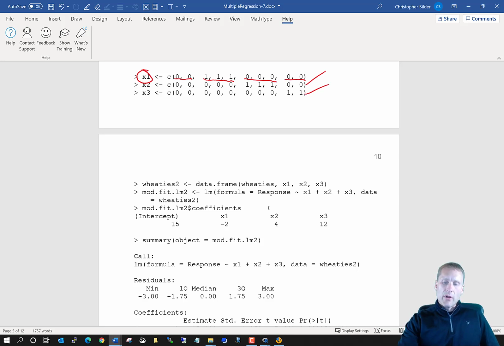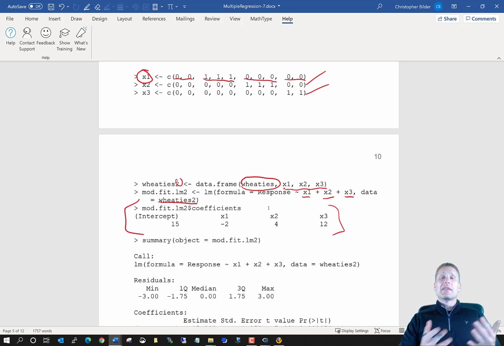I then put x1, x2, x3 with the actual original Wheaties data set into a data frame, call it now Wheaties2, and now I estimate a multiple linear regression model where I have x1 plus x2 plus x3. My data is in Wheaties2, and look at this. I get the exact same beta hats as I did before.